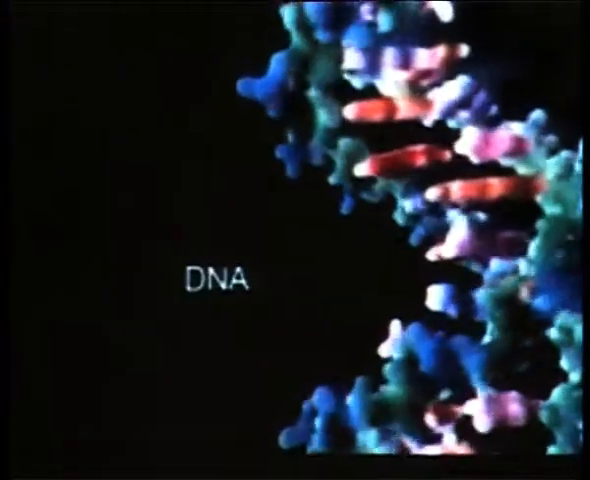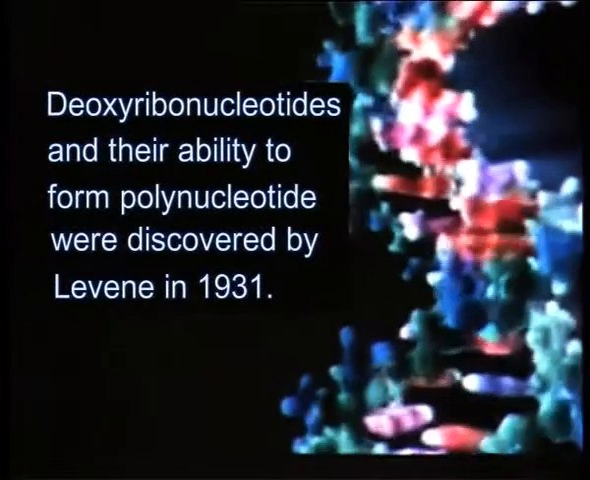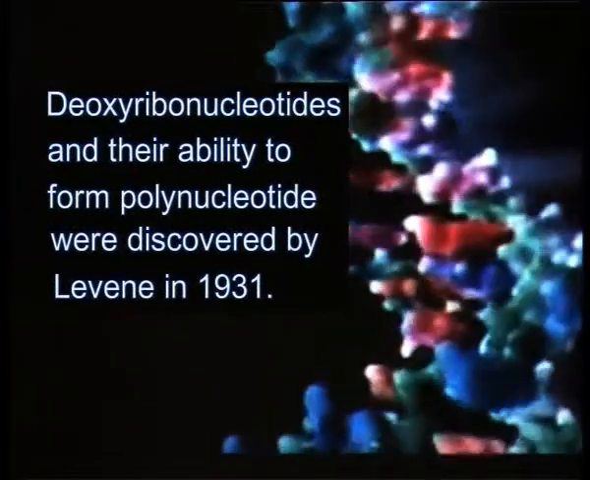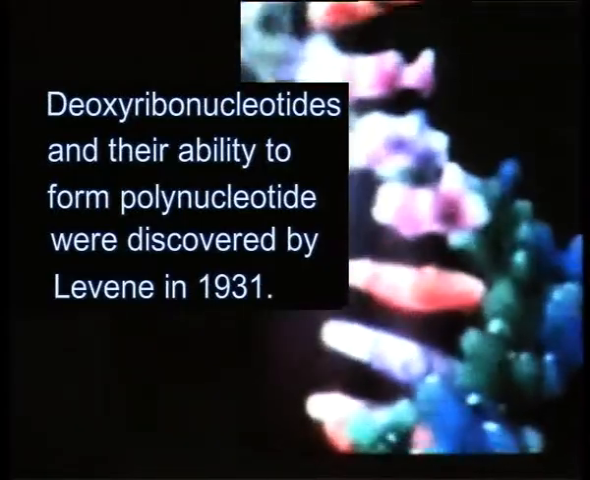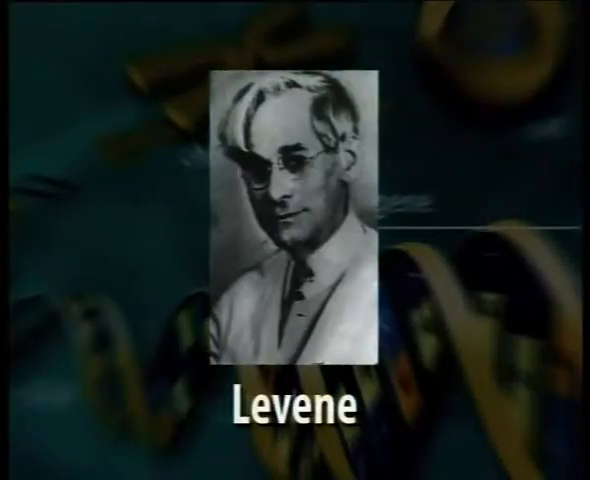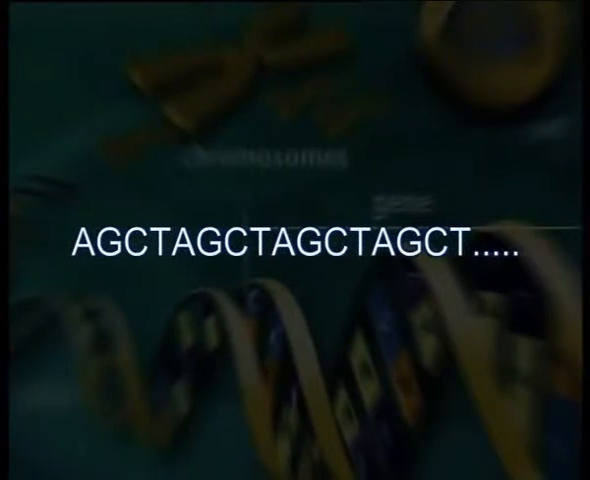Dear students, the deoxyribonucleotides and their ability to form polynucleotides were discovered by Levene in 1931. But Levene postulated that the 4 deoxyribonucleotides occurred in a regularly repeated tetranucleotide sequence, like adenine, guanine, cytosine, thymine. Then again adenine, guanine, cytosine, thymine, and so on.